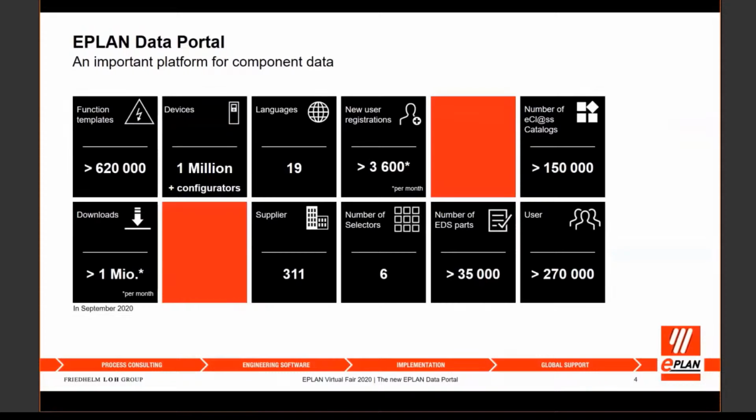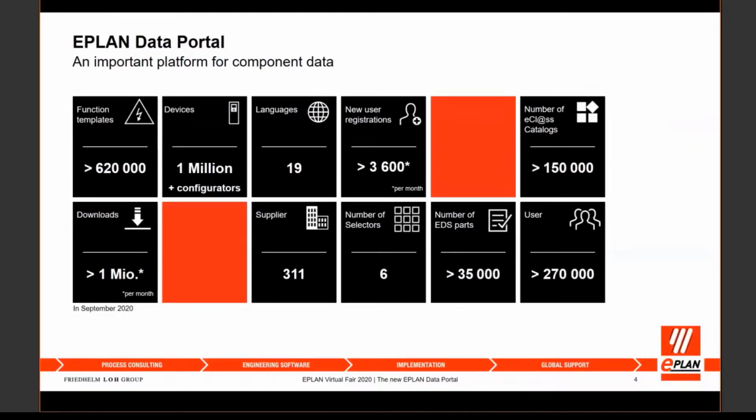The user community is continuously growing. At the moment, we have around 3,600 new registrations per month. So in future, more and more engineers can use the parts data while creating their schematics. The users who are active in the data portal download more than 1 million parts per month, which also shows that the portal is highly used by engineers who work with ePlan. In the data portal, more than 300 manufacturers offer their parts data at the moment, and this number is also growing continuously.